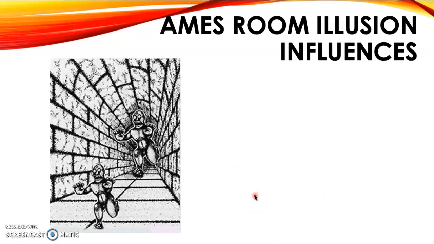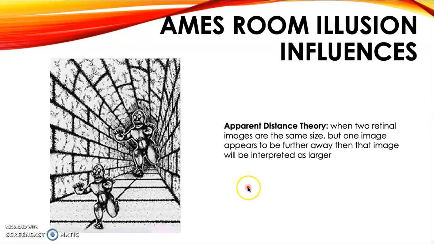So have a look at this image here. When we apply apparent distance theory, we assume that this person is further away than this person. Now, when you actually have a look and measure this out, and you can just get your hand on the TV, on your screen here, you can see these images are actually the same size if you measure them with a finger or a ruler. But because this person appears to be further away due to our background cues, this person therefore is going to be interpreted as larger.